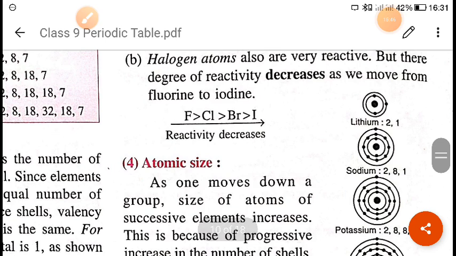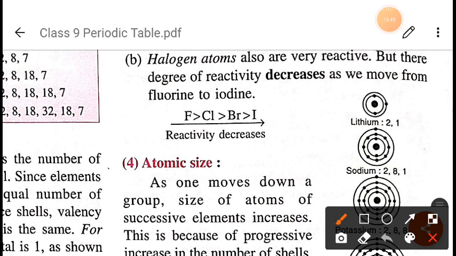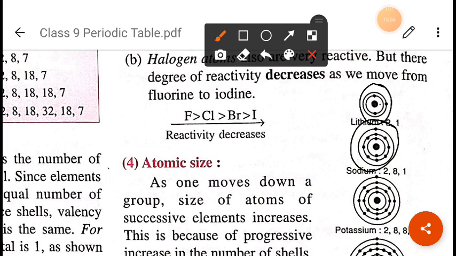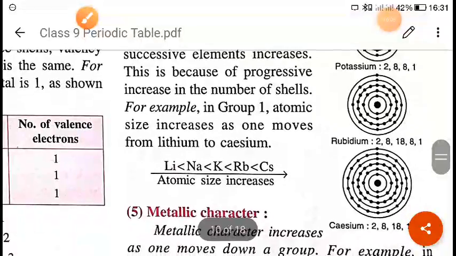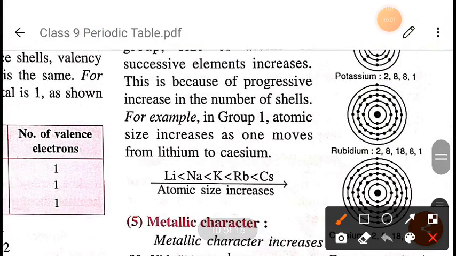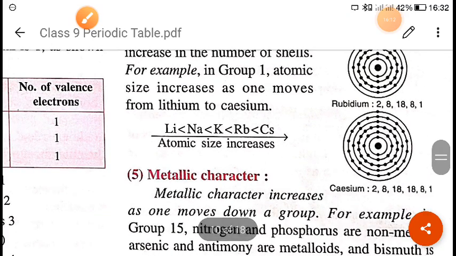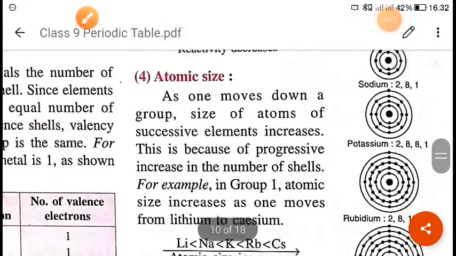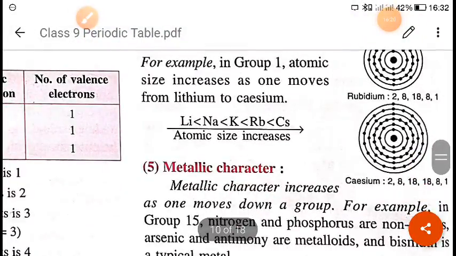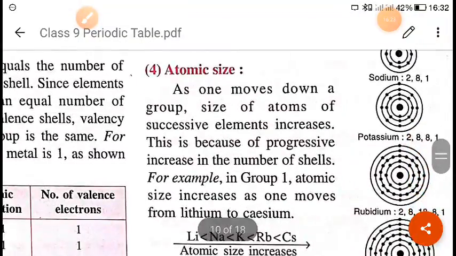As we move down the group, the number of shells is increasing. In lithium there are only two shells. But when you come down to sodium, the number of shells increases to three. And for potassium, the number of shells again increases to four. Now for rubidium and cesium, the shells increase to five in rubidium and six in cesium. So as we move down the group from lithium to sodium, potassium, rubidium and cesium, the number of shells is increasing.